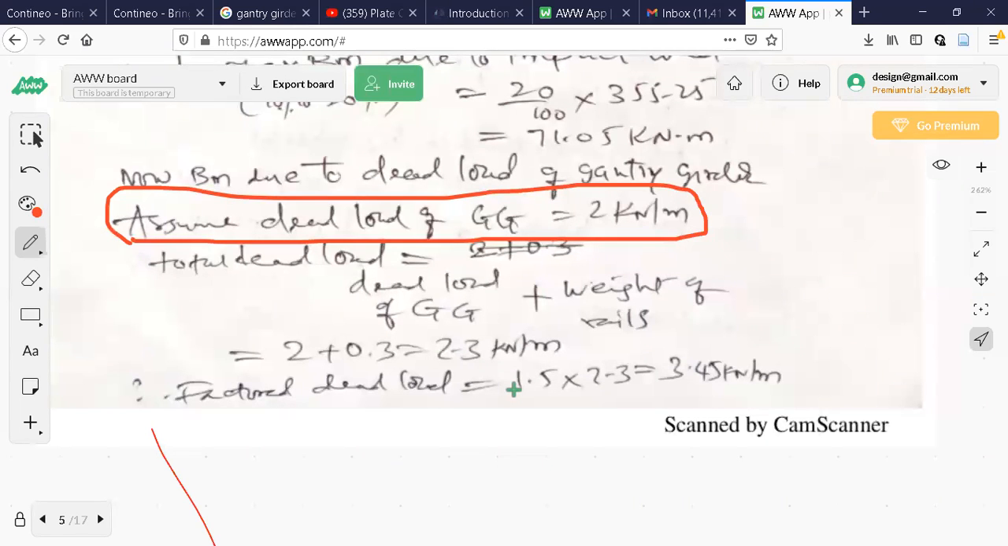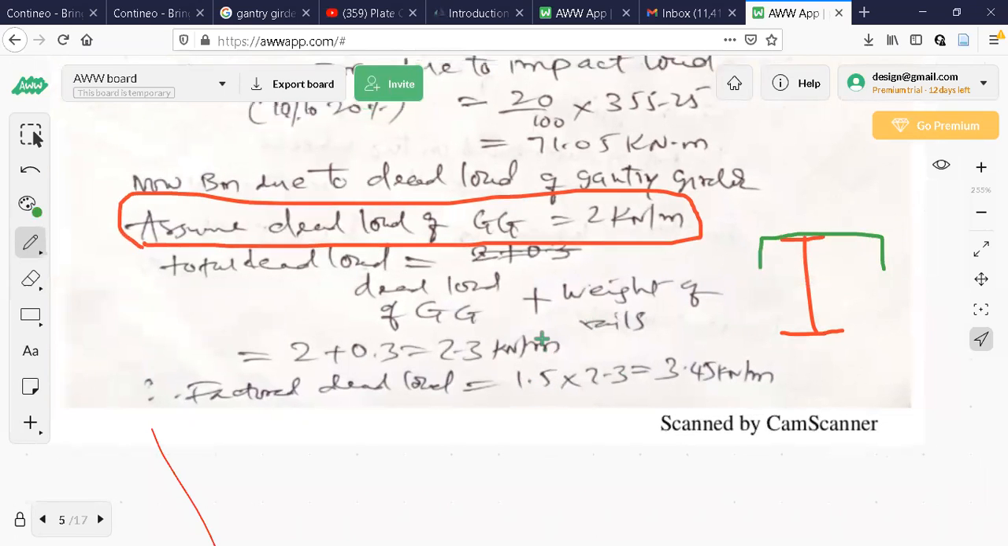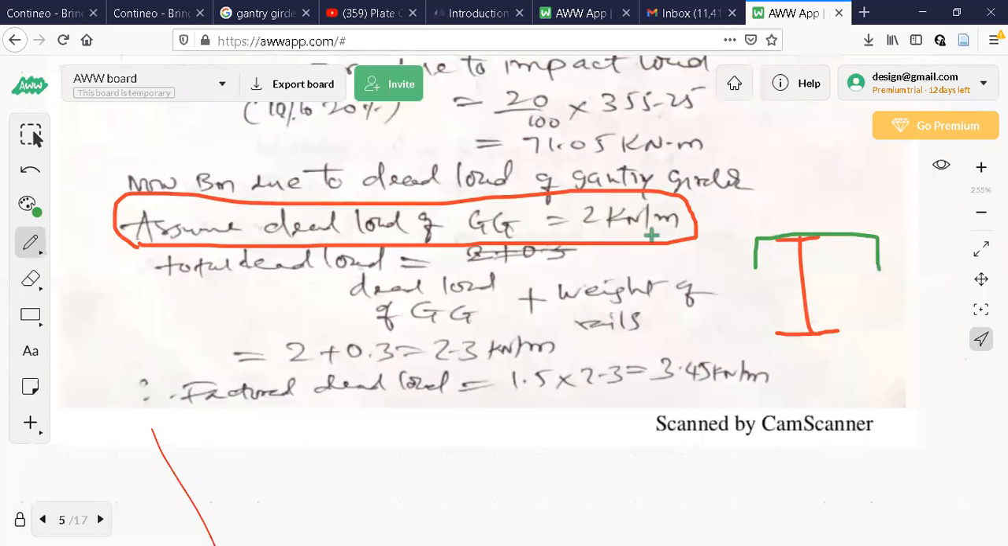If I choose, for example, one channel and one I section, if I place them, as I told you, the profile of a gantry girder will be like this. One I section and one channel is there. Now if you find out the weight of these two per meter length, it will be very close to 2 kN per meter, along with the rail also.